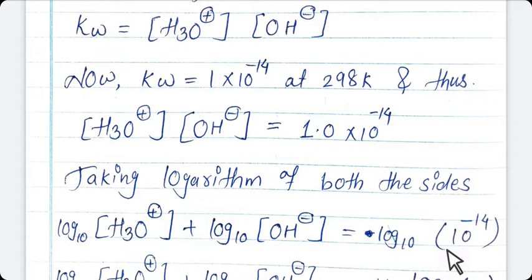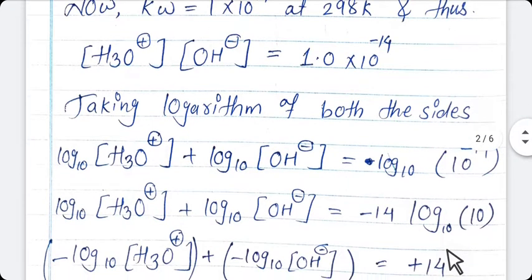As we have already known, power comes down as a multiplier, so the formula will become log to the base 10 of concentration of H3O+ plus log to the base 10 of concentration of OH- is equal to -14 log to the base 10 of 10. Log to the base 10 of 10 means log 10, and we know that log 10 is equal to 1. So what is remaining here? Actually only -14.